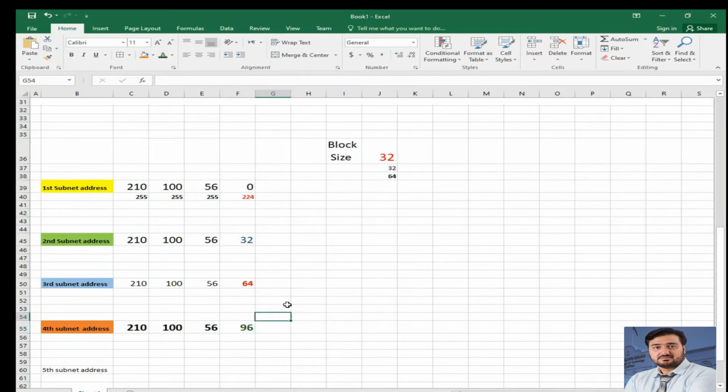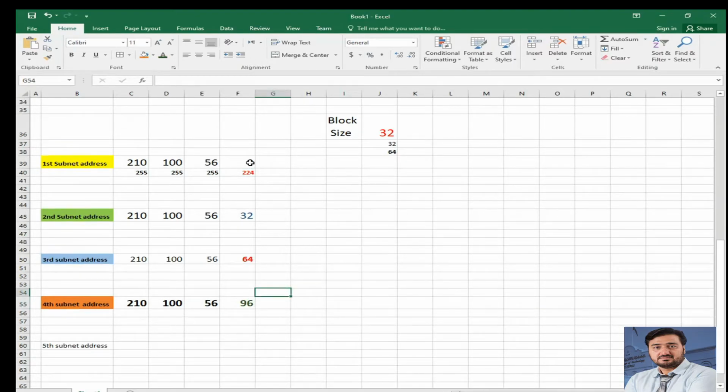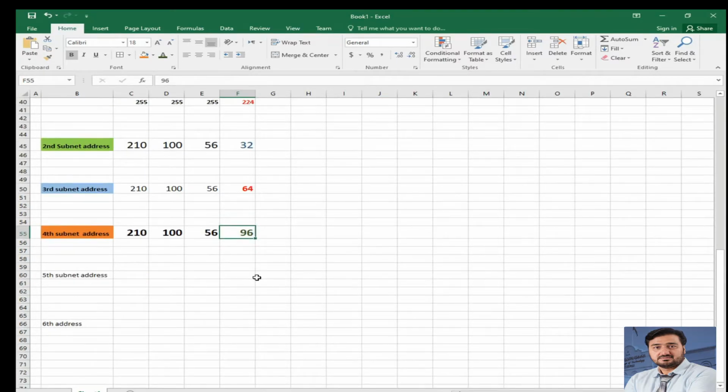Now you can see the first subnet is 0, the second is 32, the third subnet is 64, and the fourth subnet address is 96. So what is the fifth subnet? Tell me please.